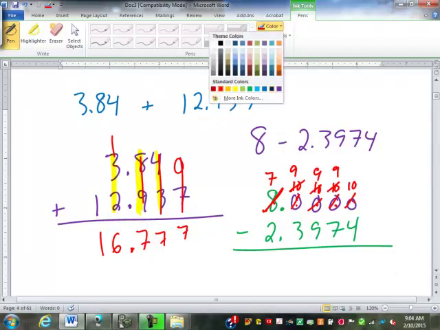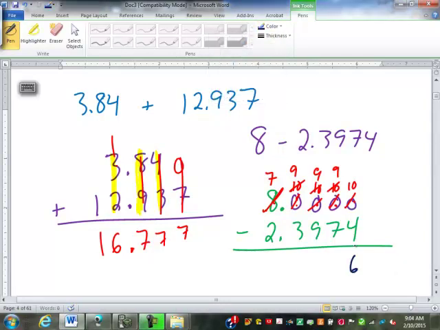So now, 10 minus 4 is 6. 9 minus 7 is 2. 9 minus 9 is 0. 9 minus 3 is 6. The 1s come straight down because we keep the same name, keeping the tenths as tenths and the 1s as 1s. 7 minus 2 is 5.